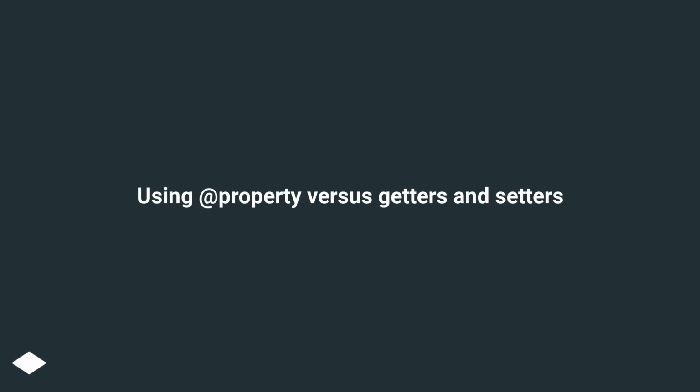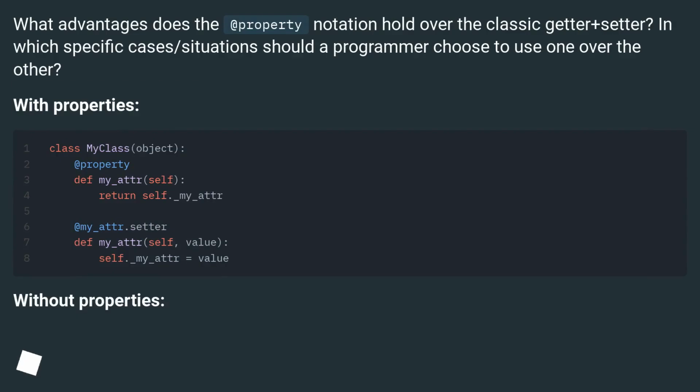Using a property versus getters and setters. What advantages does the property notation hold over the classic getter plus setter? In which specific cases or situations should a programmer choose to use one over the other? With properties. Without properties.